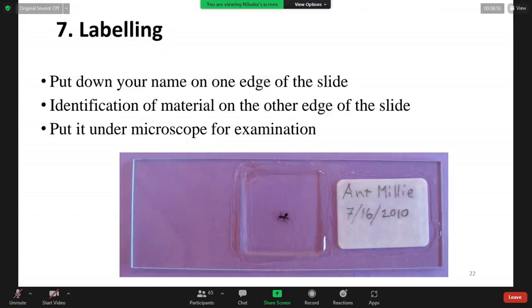After that, you put it under the microscope and observe with a suitable lens.